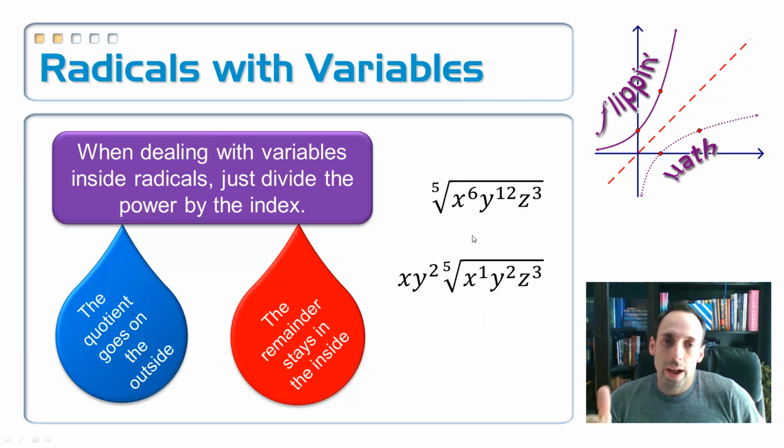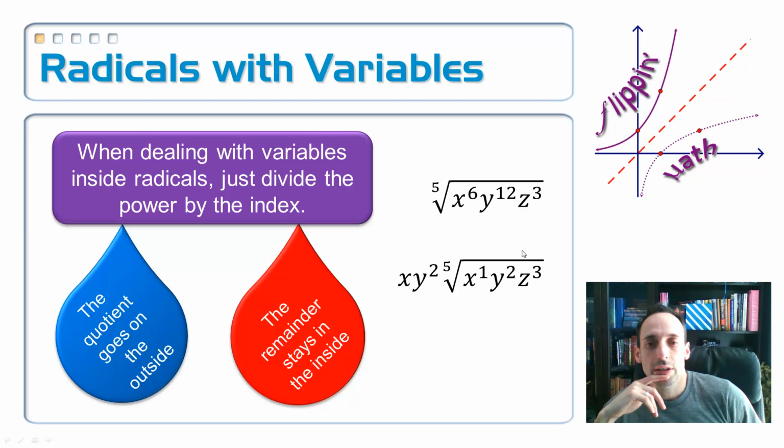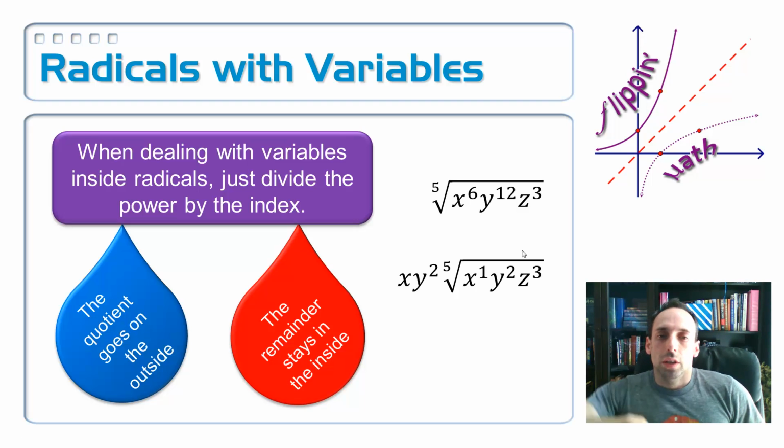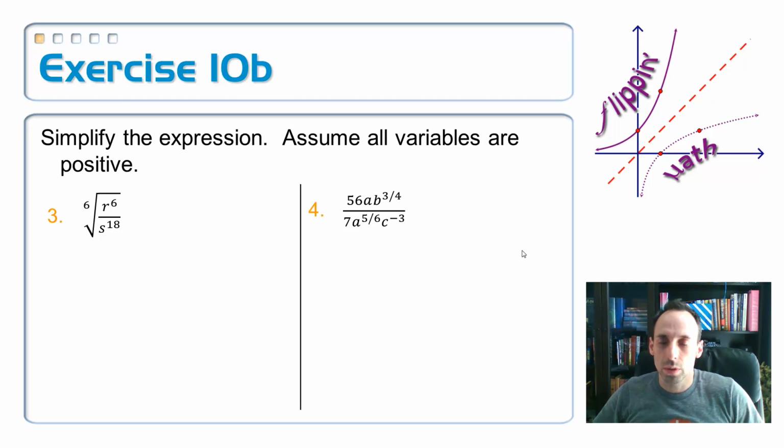Okay, now let's do the y. I'd take that 12 and divide it by 5. How many times does it go in there? It goes in there twice. That would be 10, which makes 2 left over. The remainder power has to stay on the inside, so y squared. Okay, and then if I try to divide the 3 by the 5, it doesn't go in there at all, so I just leave the third power on the inside. That's what you do. That's a general technique. Divide the powers. Quotient goes on the outside. Remainder stays on the inside. Okay, so let's try it with these two problems.